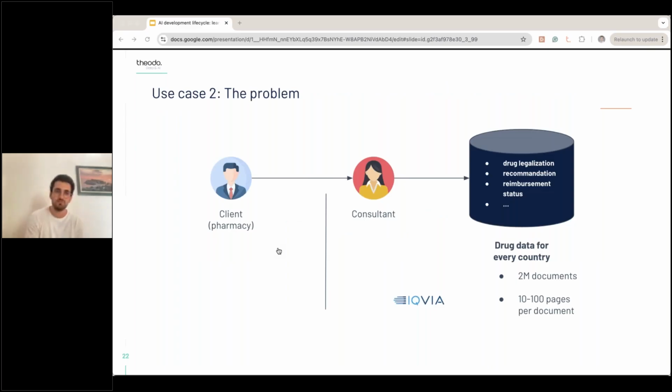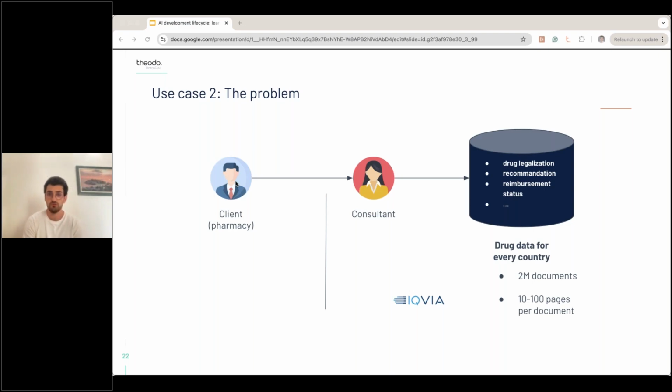To explain the use case a bit more, IQVIA, which is a medical company, has clients which are pharmacies. These clients come with a broad question on a certain type of drug, for instance, because they want to build a new drug based on the same molecule, or they want to know how similar drugs are doing in terms of reimbursement, legalization, etc. They come with this broad question to the consultants, who belong to IQVIA, and the consultants query a large database which contains drug data for every country and over 2 million documents.